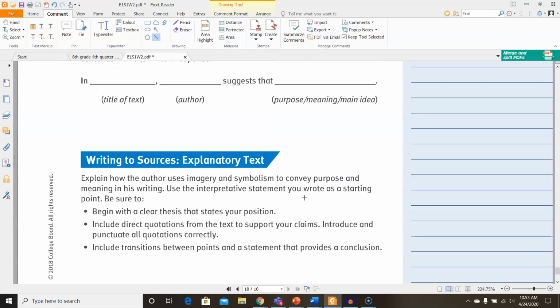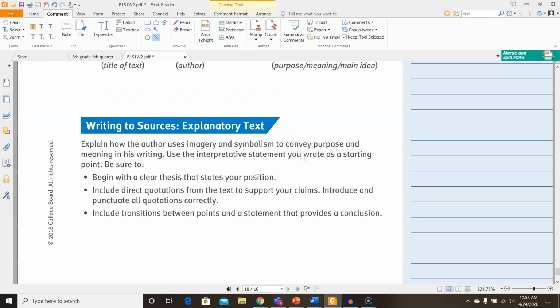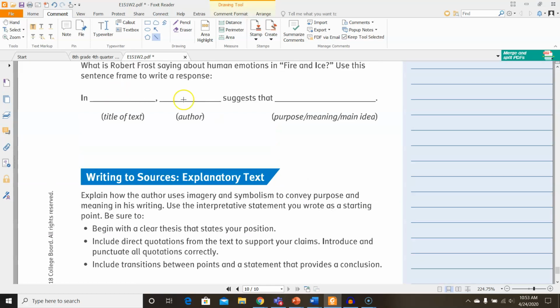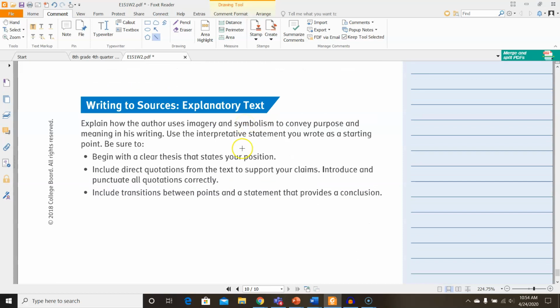Then, this is the last activity, writing to sources, explanatory text. So explain how the author uses imagery and symbolism to convey purpose and meaning in his writing. Use the interpretive statement you wrote as a starting point. They're referring to this sentence here, by the way. Be sure to begin with a clear thesis that states your position, include direct quotations from the text to support your claims, introduce and punctuate all quotations correctly, and then include transitions between points and a statement that provides a conclusion.